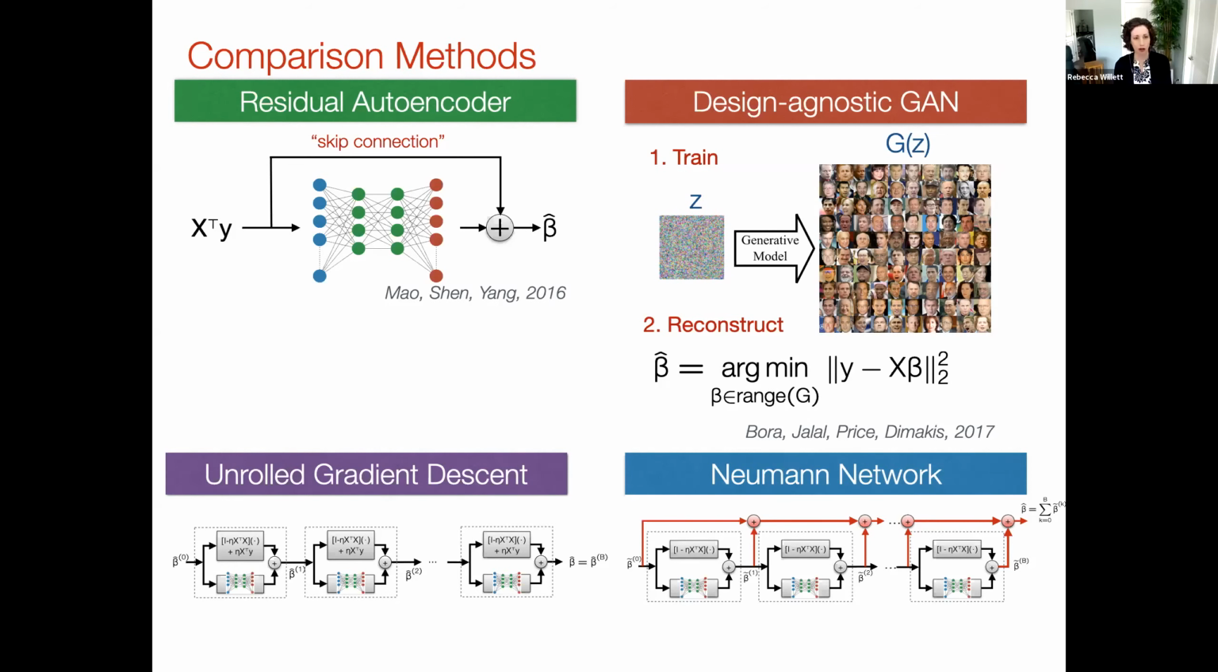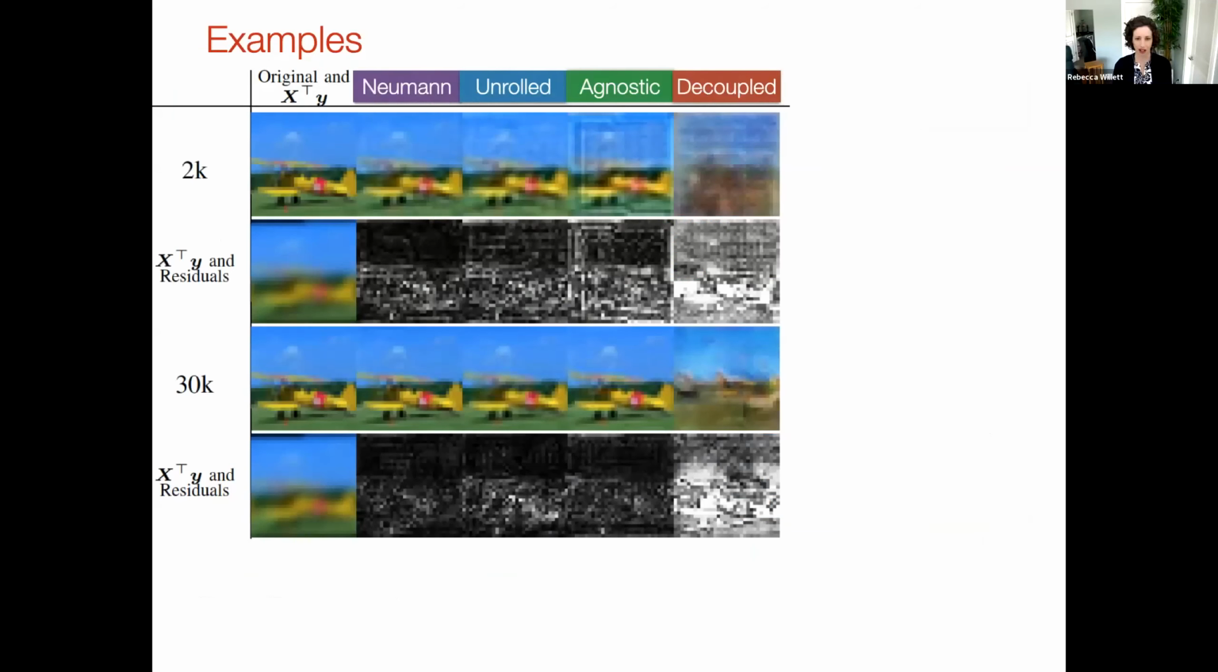So first, we can just look at a little anecdotal evidence, actually look at some images. The first 2 rows here correspond to 2,000 training samples, and the second 2 rows correspond to 30,000 training samples. In the first column, I've got the original image, so this is hopefully what we'll reconstruct, and then the observed image. And then on the remaining 4 columns, I've got the different approaches that we're comparing here. And you're seeing on top the actual reconstruction, and on bottom the residuals or the errors. So the blacker those are, the better we're doing.